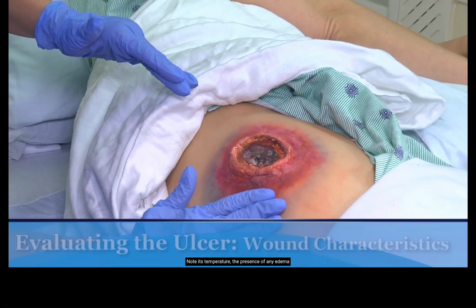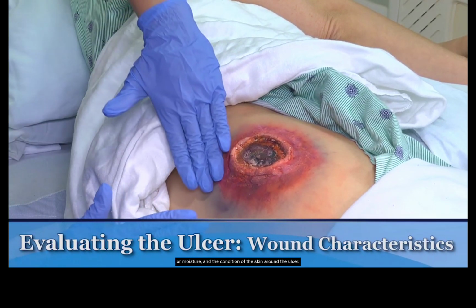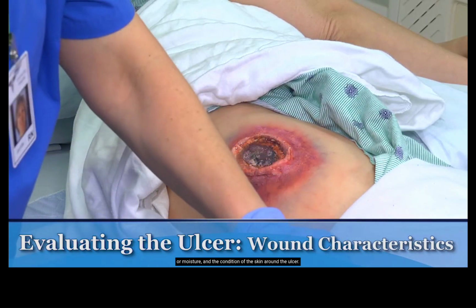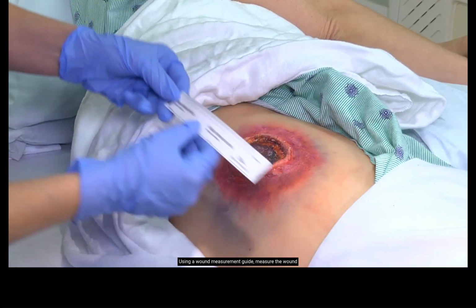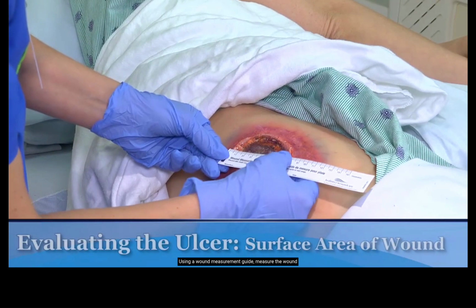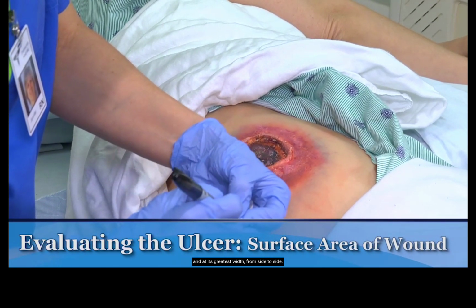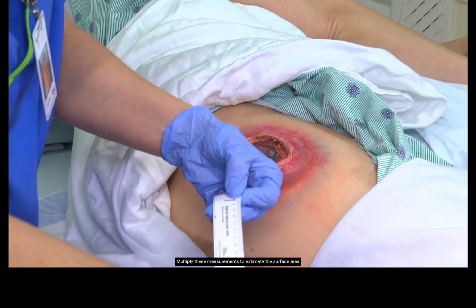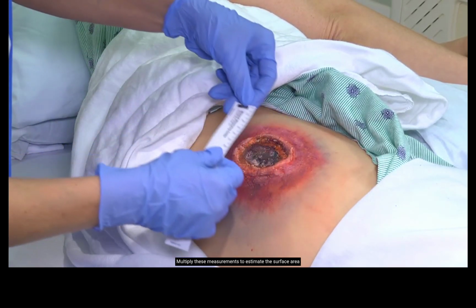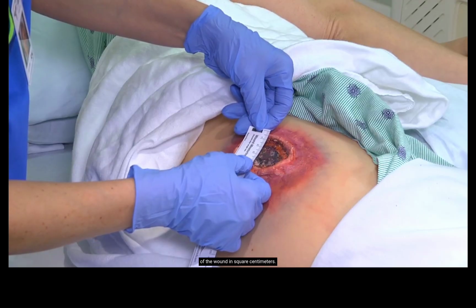Note its temperature, the presence of any edema or moisture, and the condition of the skin around the ulcer. Using a wound measurement guide, measure the wound at its greatest length from top to bottom and at its greatest width from side to side. Multiply these measurements to estimate the surface area of the wound in square centimeters.